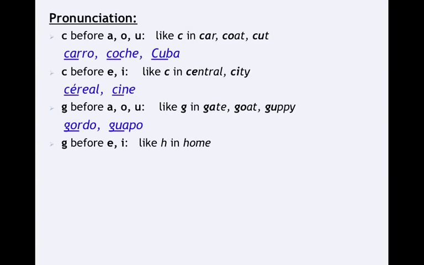The G before the vowels E and I is like the H in home. So a little bit of an h sound, a little bit of a guttural sound in the throat, a tiny bit. Repitan, general, gira, which mean general and tour.